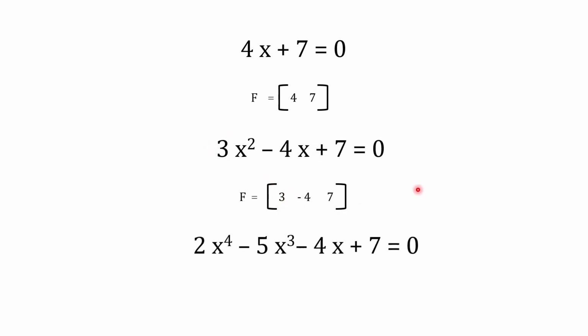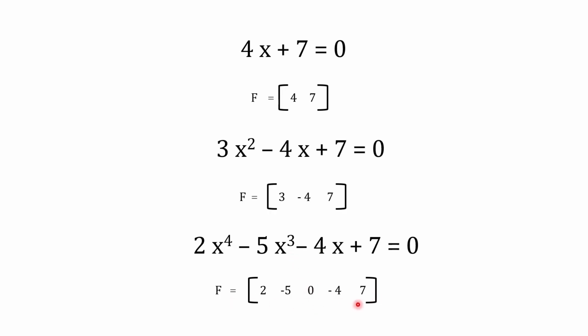The same way we can go for n numbers of powers of x. So here we have this equation and the corresponding matrix to this equation is 7 for the constant, then the coefficient of x is minus 4. So after x there should be x square, but in our actual equation there is no x square. So what we will do? The coefficient of x square is 0.